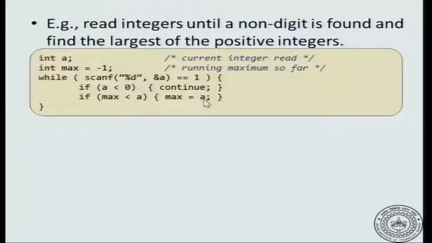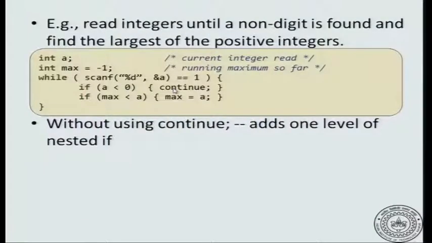Okay. So this is the code that we have written, similar to other codes that we have seen. So you update the maximum number, and go and read the next number. Okay. If the currently read number is negative, then we will say continue. So we will not update the maximum. So this is what the continue is supposed to be doing.